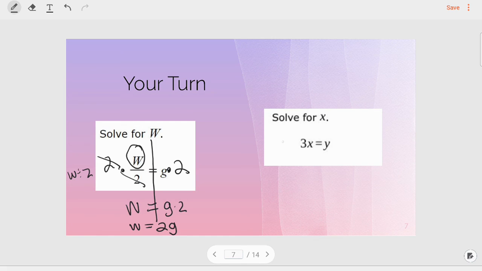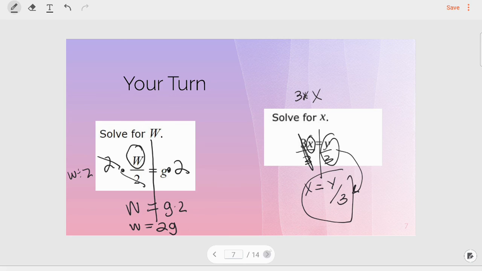On this next problem, drawing our line, we want to solve for x. We know that this means 3 times by x. So to solve, I'm going to divide. And on the left-hand side, the 3's cancel out, not zero out. And I'm left with x equals y divided by 3. Remember, I copy and paste it. And that's my final answer.